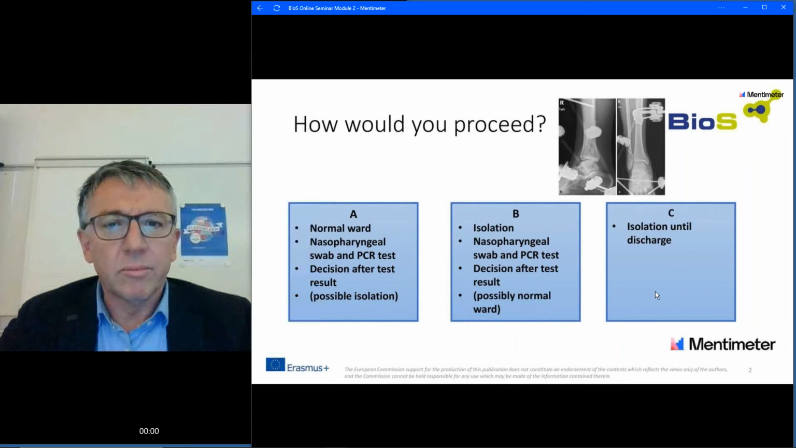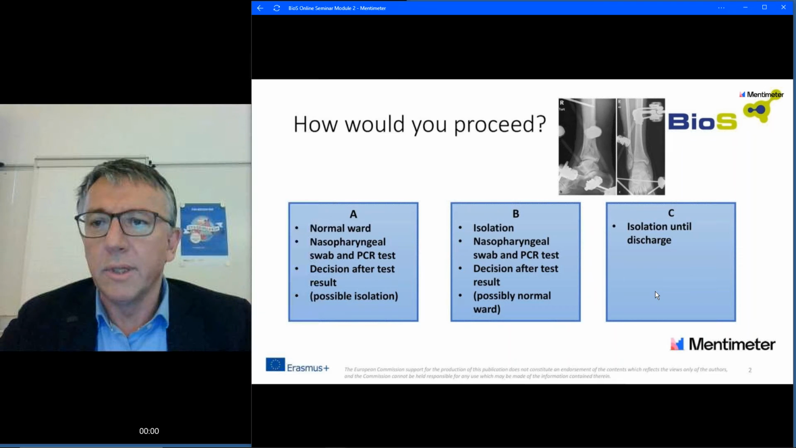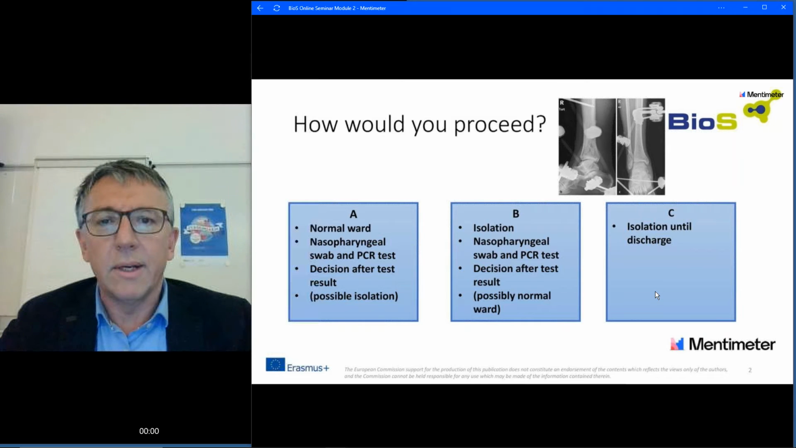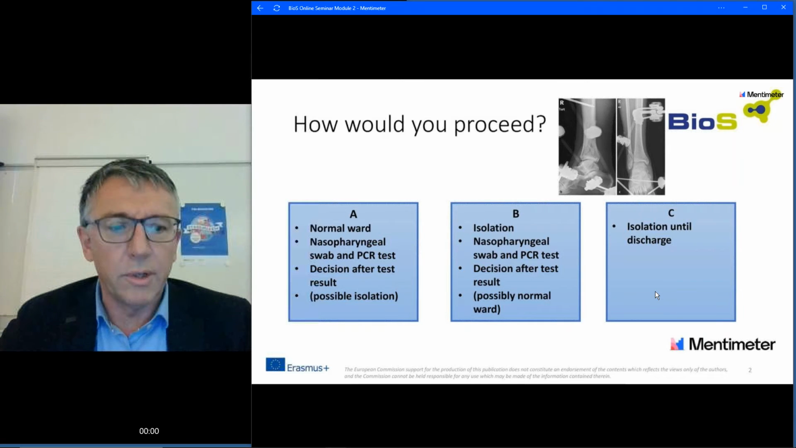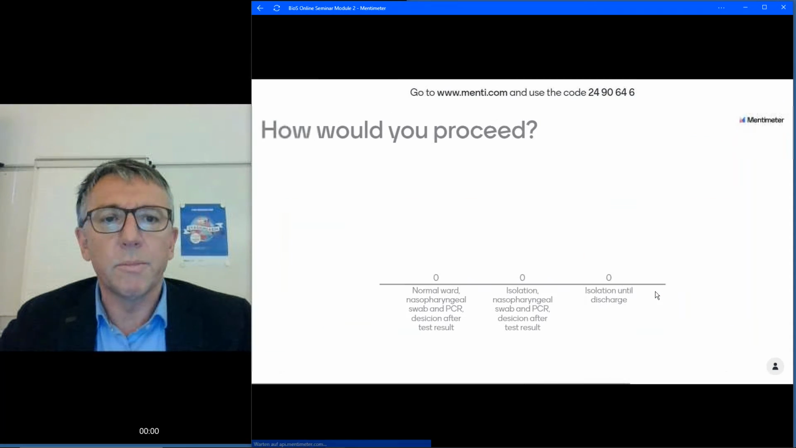Now, the answer is completely unrelated to the fracture condition. So it could be any other condition for an individual coming into a high-level and high duty hospital. So I want you now to decide whether A, B, or C would be your choice of handling that individual patient in your hospital.